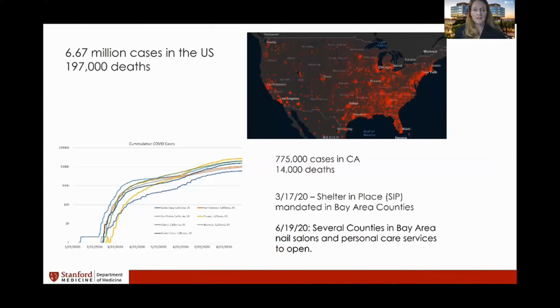As you can see, in April, there did appear to be a flattening of the curve. This is likely reflective of the shelter-in-place requirements mandated by Bay Area counties in mid-March. However, in the beginning of mid-June and early July, it does appear that there has been an increase in the cases, and this may correspond to the fact that several Bay Area counties were actually allowing the opening of personal care services.